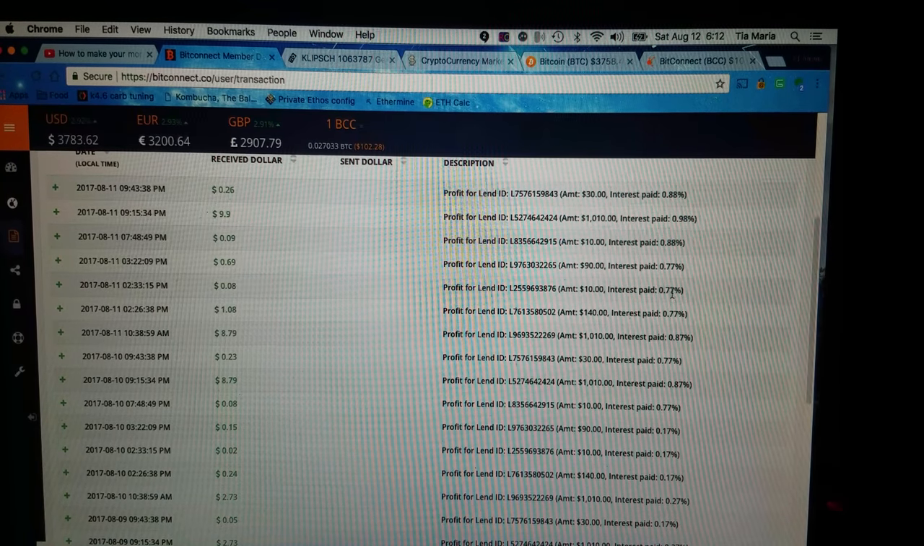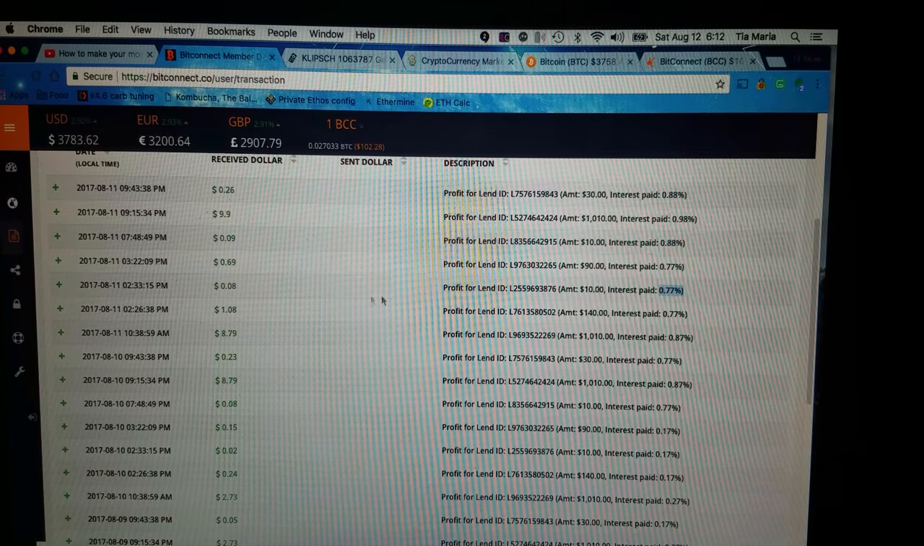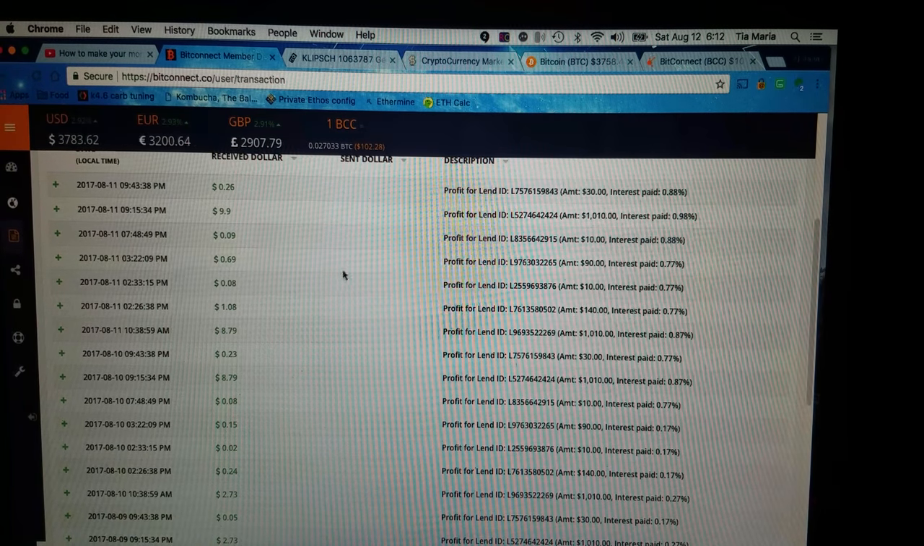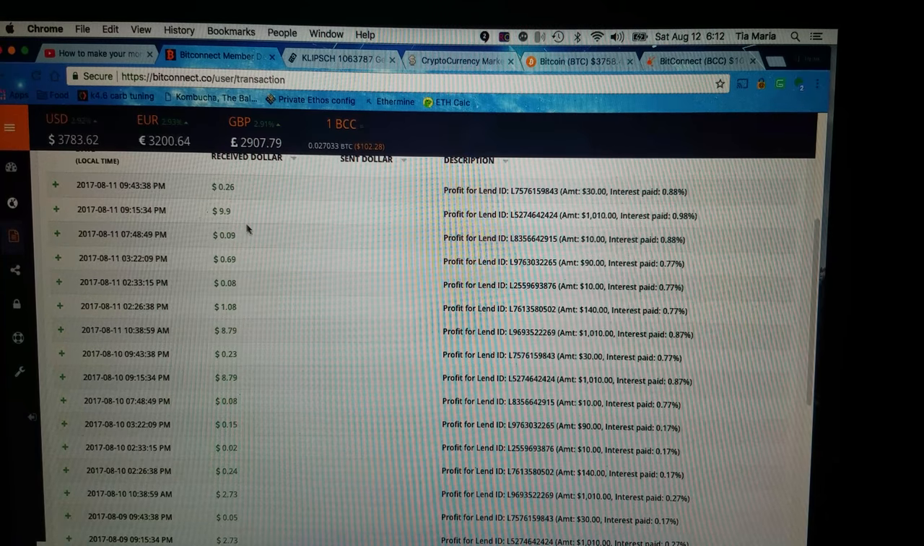It looks like they do round up. So 0.77 becomes 8 cents. So that's pretty cool. An extra penny, basically, that they could have just rounded down.